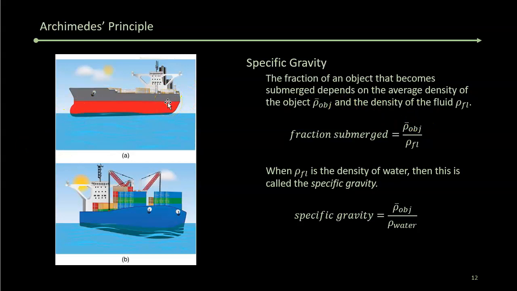And for submarines to go underwater, they have to make themselves more dense than water. Think about that for a minute, right? And then the density of water, if it's water, we also call this the specific gravity. The specific gravity of something is its relative density to that of water.